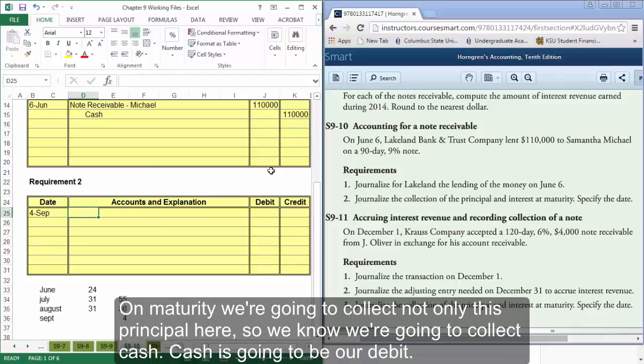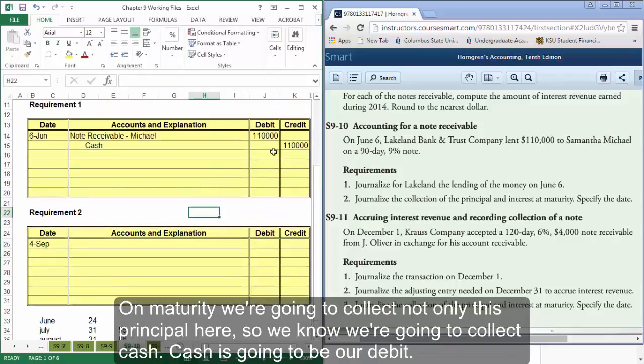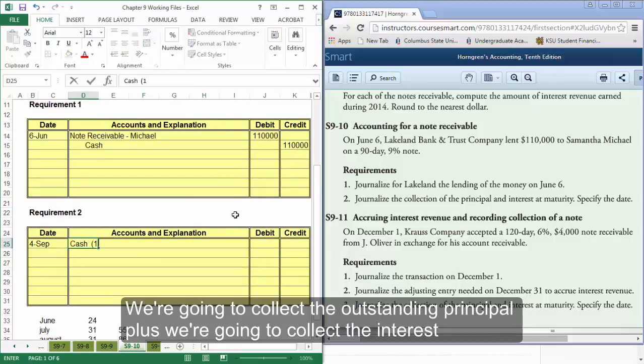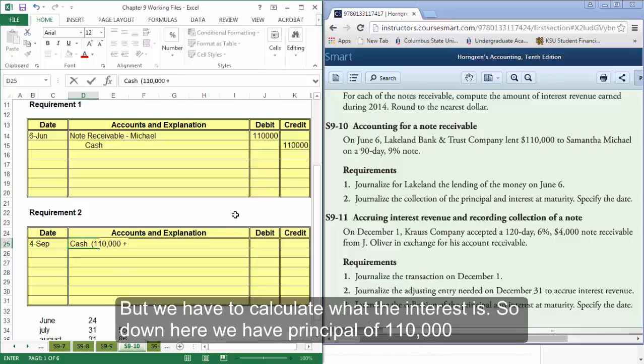Okay, now let's look at maturity. We're going to collect not only this principal here, so we know we're going to collect cash. Cash is going to be our debit. We're going to collect the outstanding principal, plus we're going to collect the interest. But we have to calculate what the interest is.